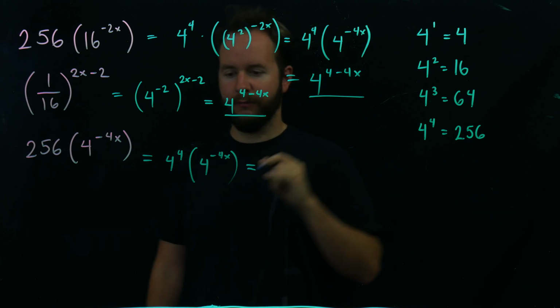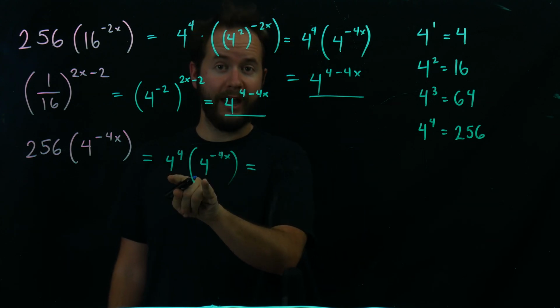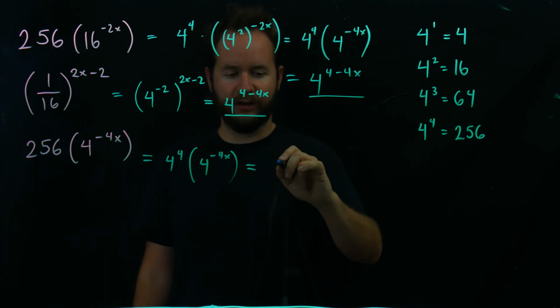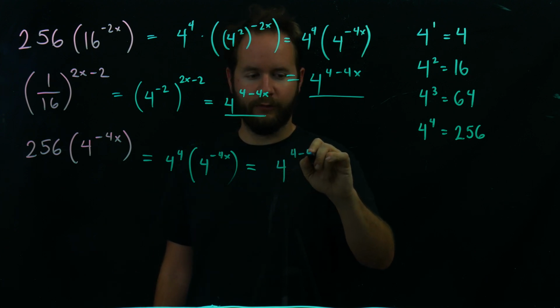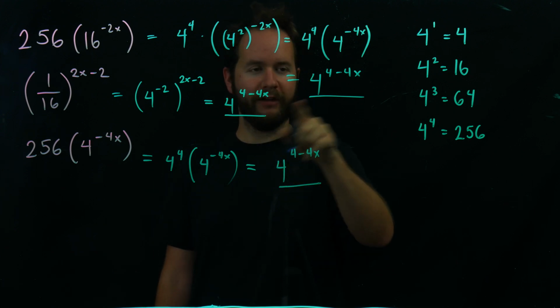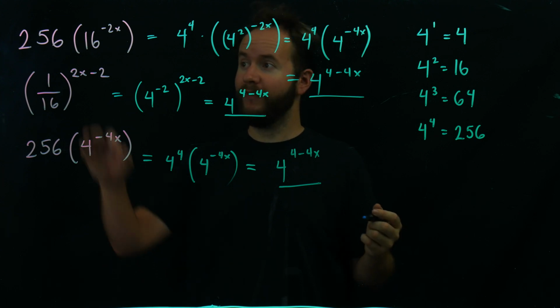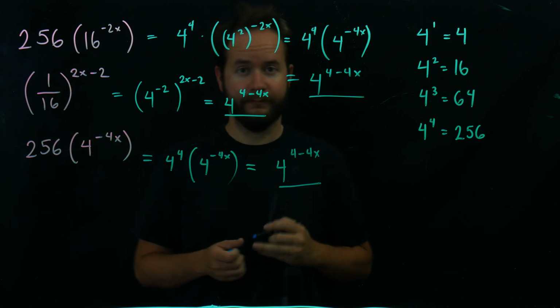And then I'm going to multiply two numbers of the same base, 4 and 4. And when I do so, I add the exponents. So 4 plus negative 4x becomes 4 to the 4 minus 4x, which, again, matches the two expressions we got earlier. So in fact, all three of these are the same. And that answers the problem.